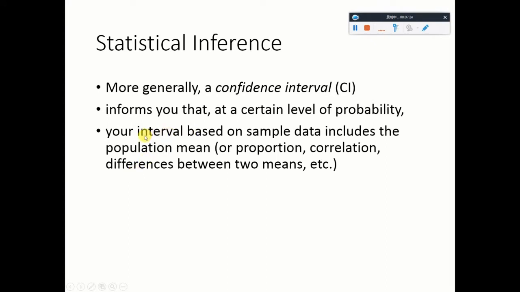your interval based on the sample data, right, the sample that you actually collected, will include the population mean or proportion or correlation or mean differences, whatever, right? That means, whatever feature that you're interested in about the population, right, will be included in the interval that you generate. Okay, now let's look at this sentence more closely.